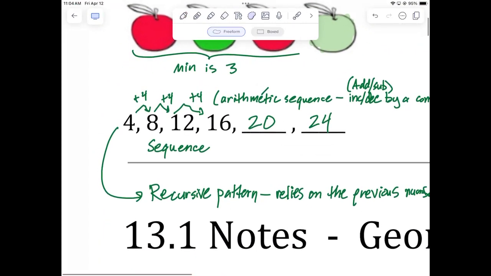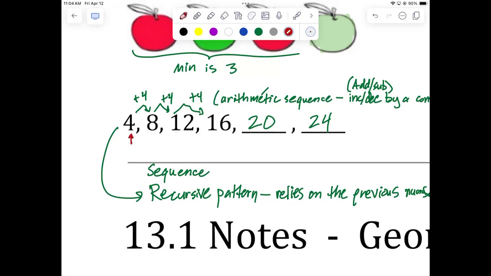So here's what we do. When we have a sequence like this, let me move that down. We call this term a sub 1. We call this term a sub 2. We call this term a sub 3, so on and so forth.